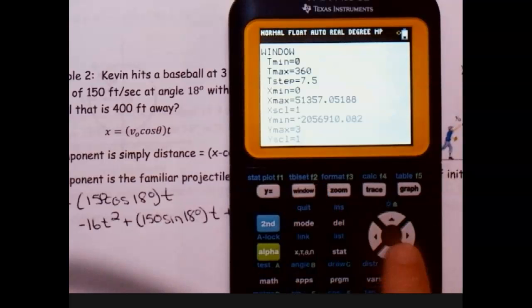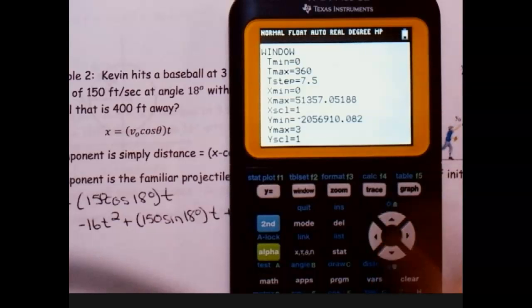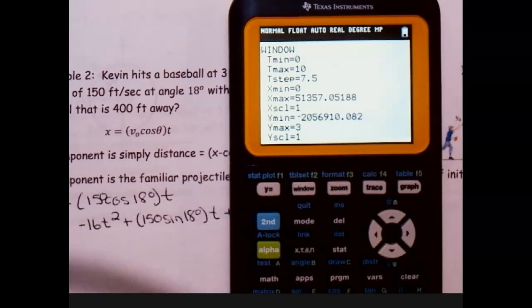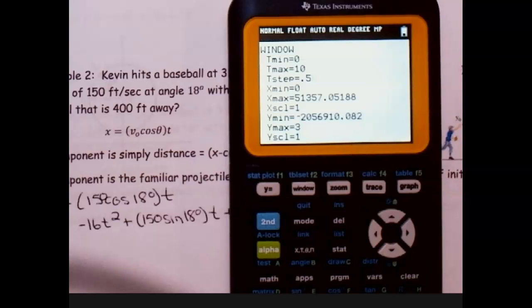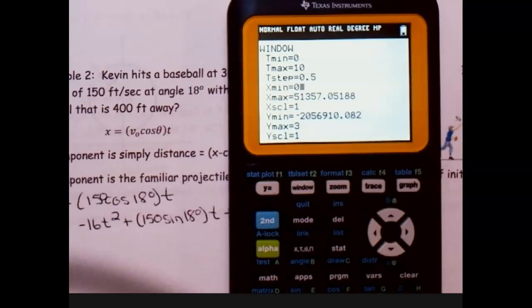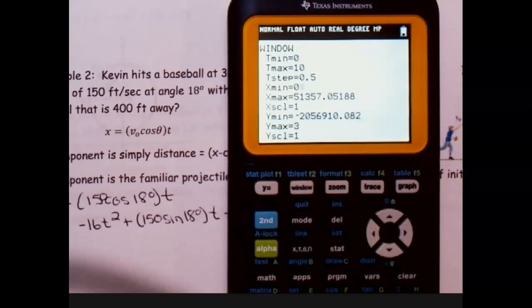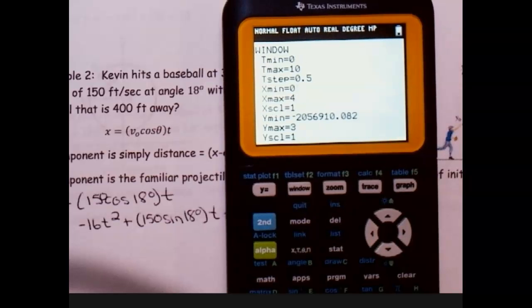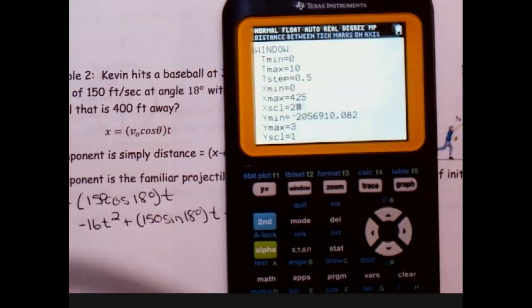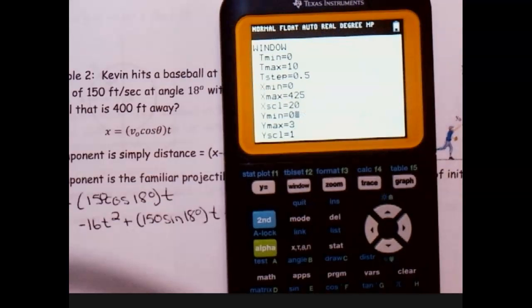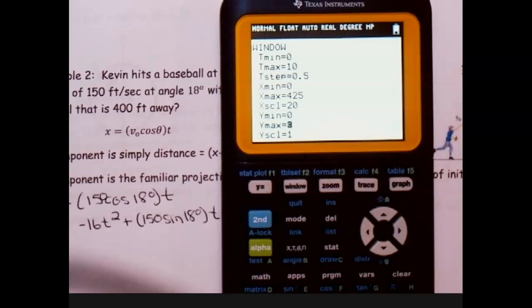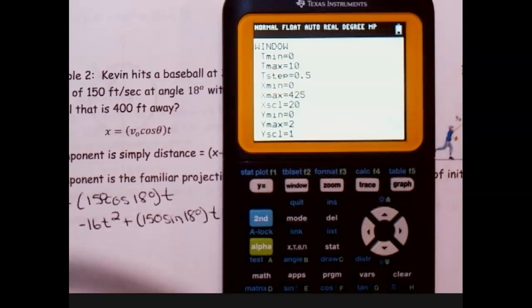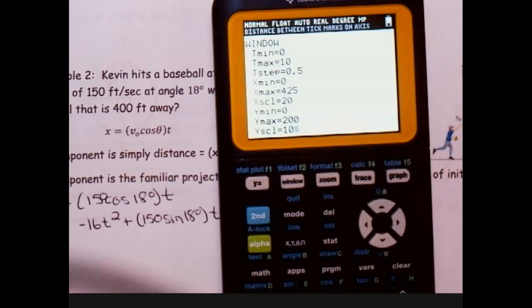I'm going to go into my window. I'm going to go from t is my time. I can't believe it's 360 seconds, so maybe we'll count by tens. We can go by 0.5. 0, I know that the wall is 400 feet away, so I'm going to just type in 425, maybe count by 20s. I've got 0 and maybe a height of, I don't know, let's take 200 and again count by 10s.